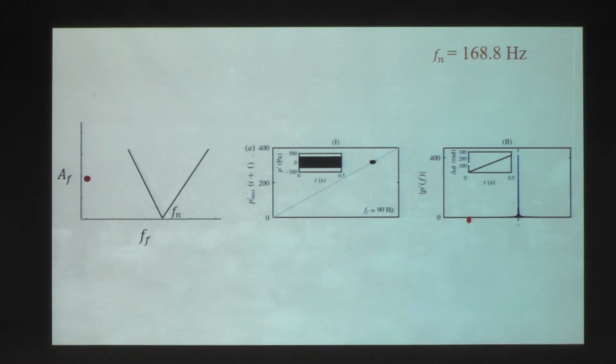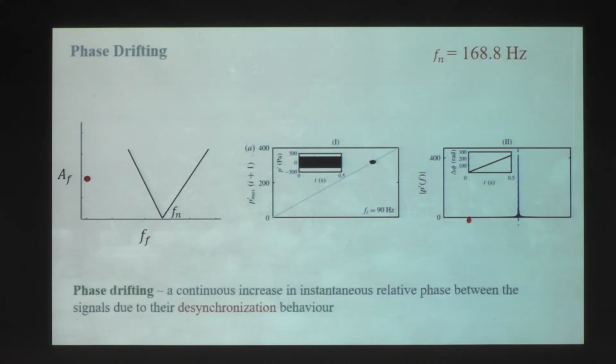Here the relative phase is growing unboundedly. That basically shows that whatever forcing or excitation I am giving is completely desynchronized with the self-sustained oscillation. This is also known as phase drifting, because the phase is growing unboundedly.